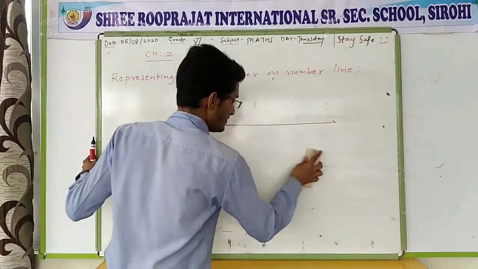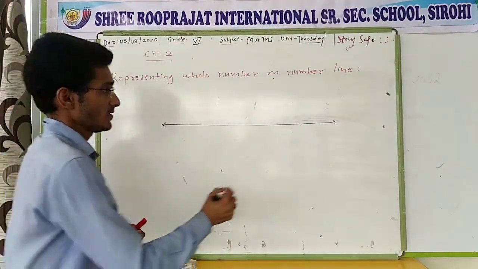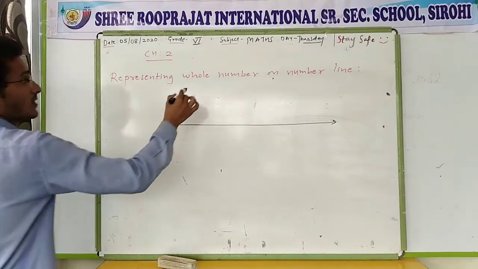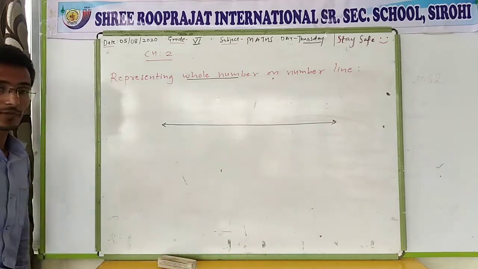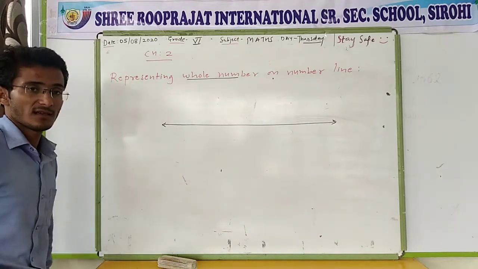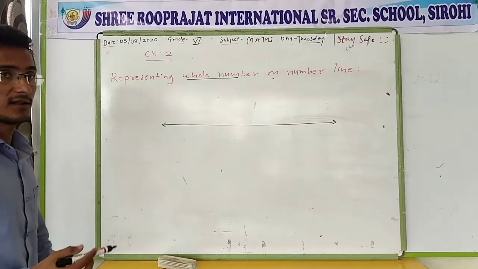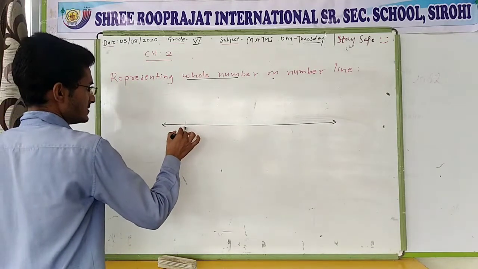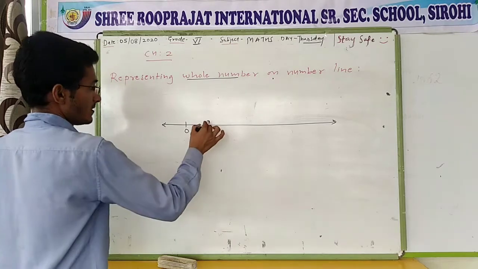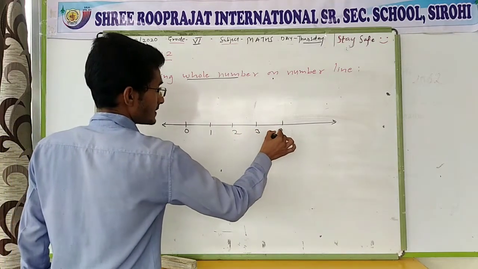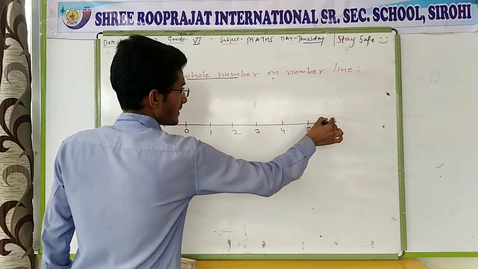So whenever you draw the line, draw the arrow in both sides. Okay, now here we are talking about only whole numbers. So what is a number line? On a number line, numbers are marked at regular intervals. Suppose there is 0, there is 1, it is 2, it is 3, it is 4, it is 5, and so on.